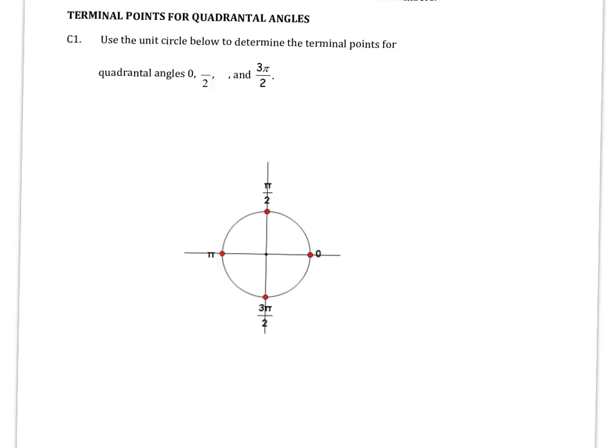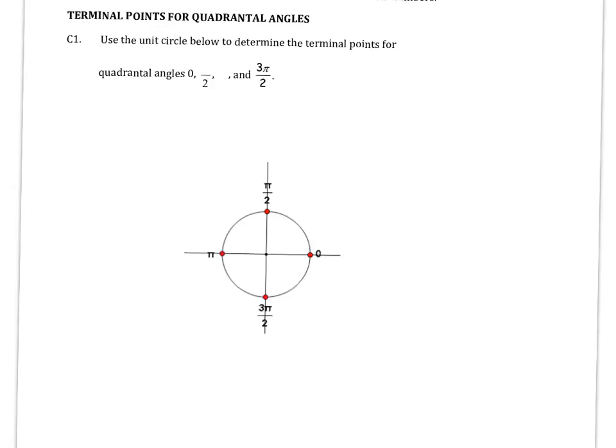So we're going to begin with the quadrantal angles. And again, the quadrantal angles, we kind of talked about this actually on Friday. The quadrantal angles are the ones that are at 0 radians, which is also 2 pi radians, or pi over 2 radians, or pi radians, or 3 pi over 2 radians. Those are the ones that we're talking about here.